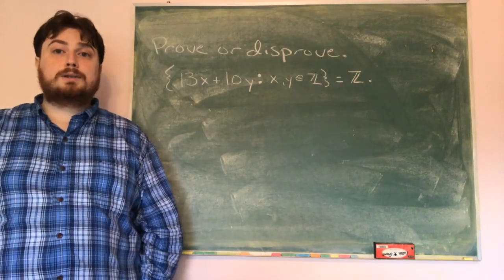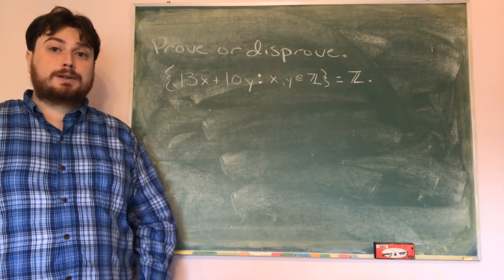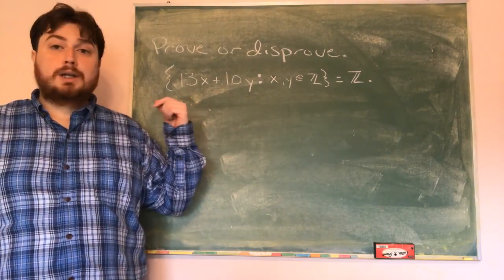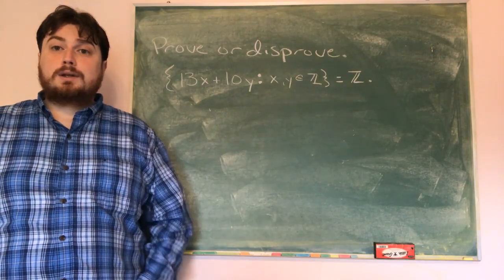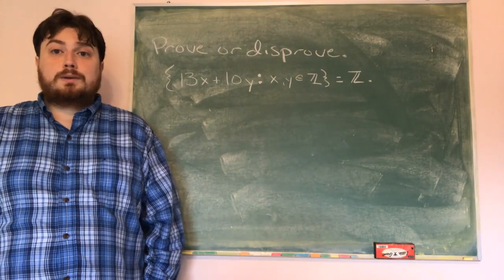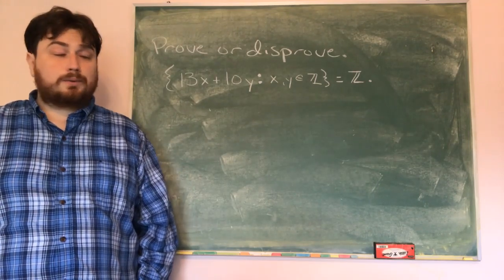Thank you for joining me as we go through and we prove or disprove that the set of numbers that look like 13x plus 10y, with x and y as integers, is equal to the set of integers. Since this is a prove or disprove problem, what we have to do first is determine: is this true or not, so that we know what direction we take with our proof?